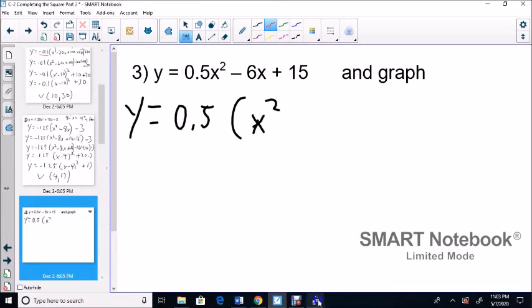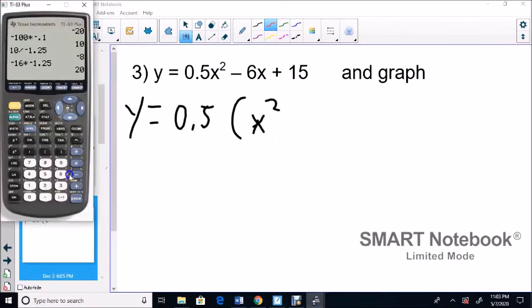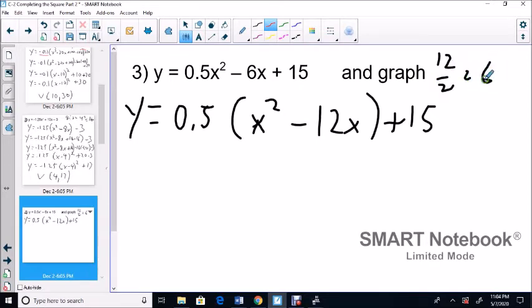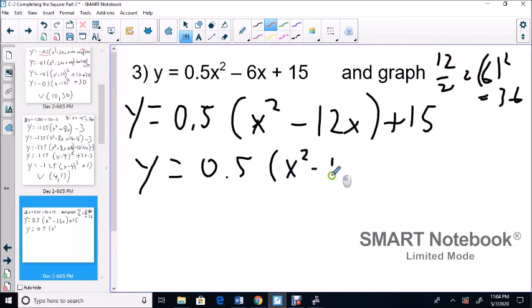So let's go to my calculator here. Okay, 6 divided by, oh, it's negative 6. So negative 6 divided by 0.5, negative 12x. Okay, plus 15. So you take the 12 divided by 2, and you get 6. And 6 squared, you get 36. 6 times 6 is 36. So we're going to add and subtract 36. 0.5 x squared minus 12x plus 36 minus 36 plus 15.